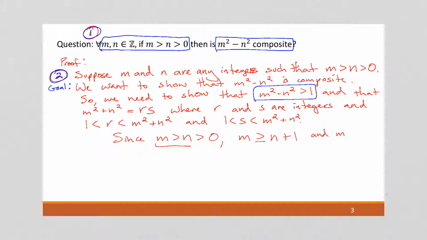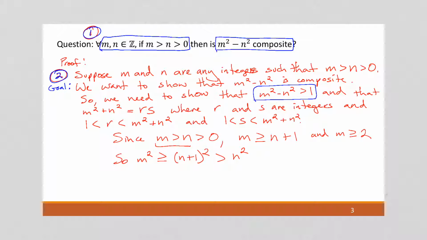Actually, n has to be at least 1, so m is at least 2. So if you put this together, there's always going to be a gap of at least 1 between them. If we square the bigger number, m squared is going to be greater than or equal to n plus 1 squared, which is going to be greater than n squared.